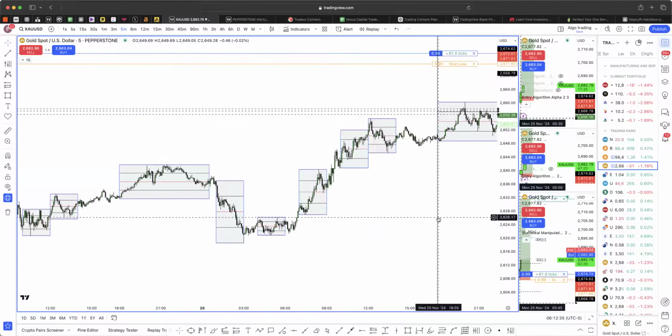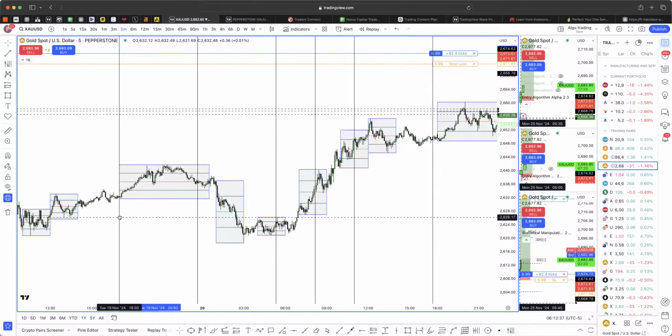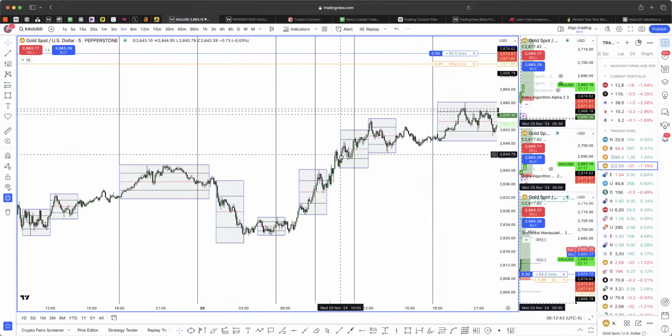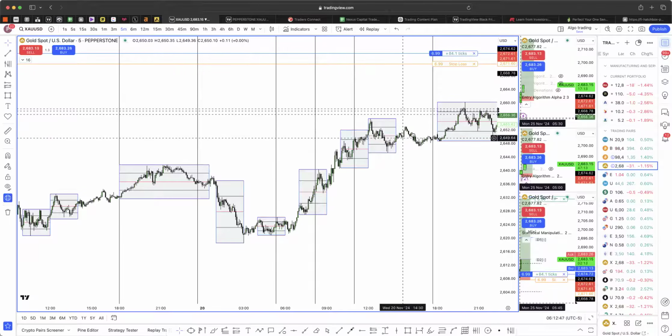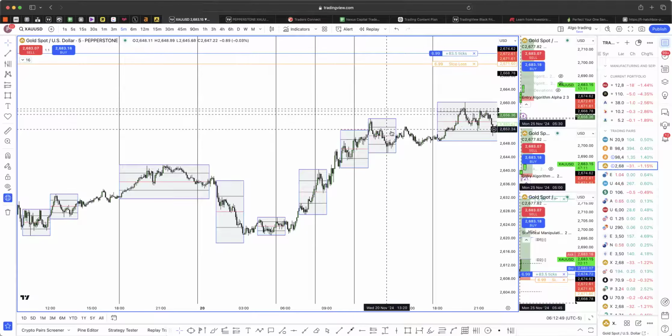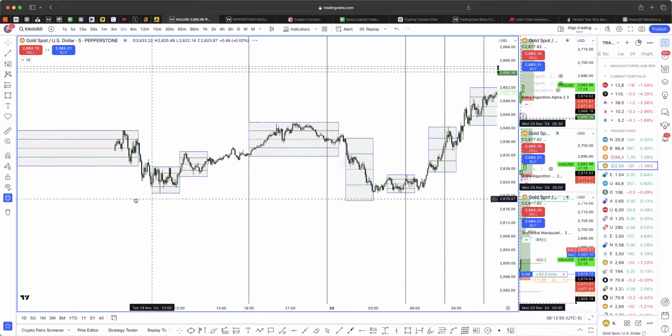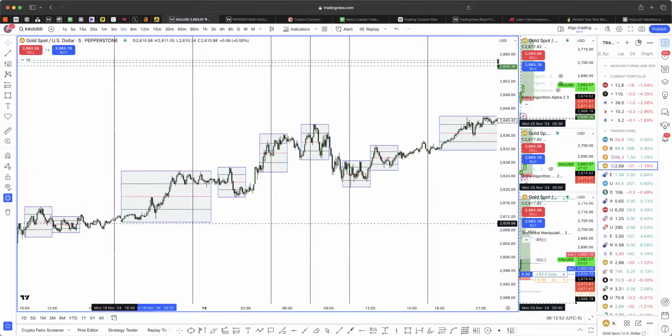Here, let's see over here. This is, I think, model number two, sequence two. Engineered liquidity, low formation, buy model, internal range mitigation. Opposite end of the term of the sequence. Okay. Here, let's see this.